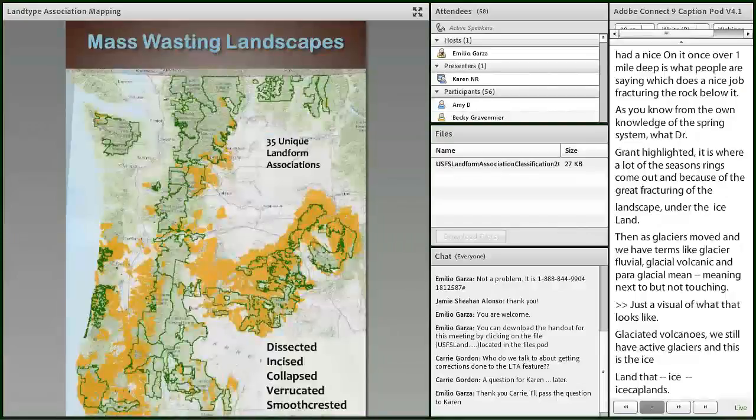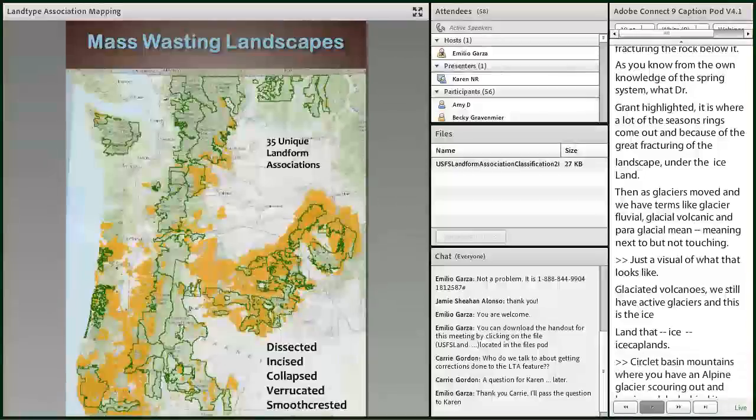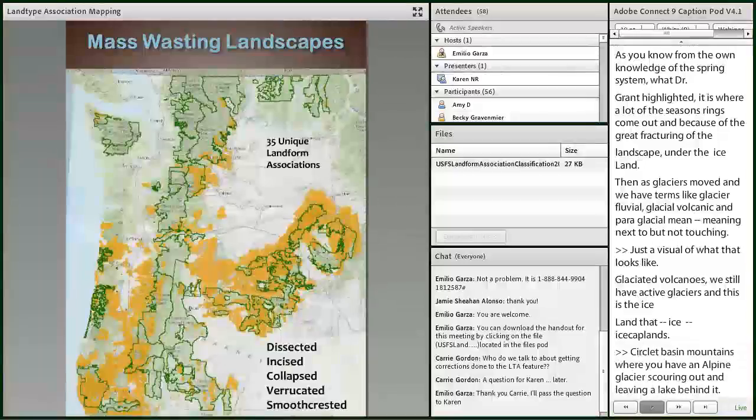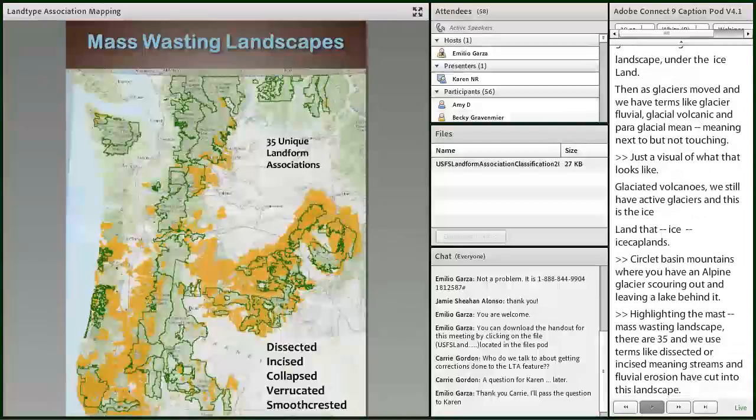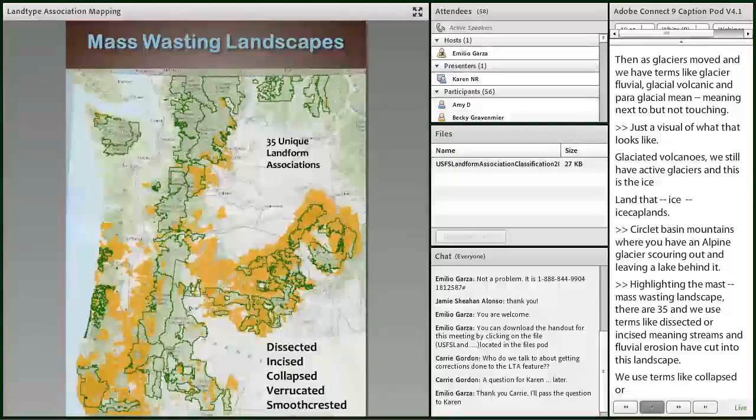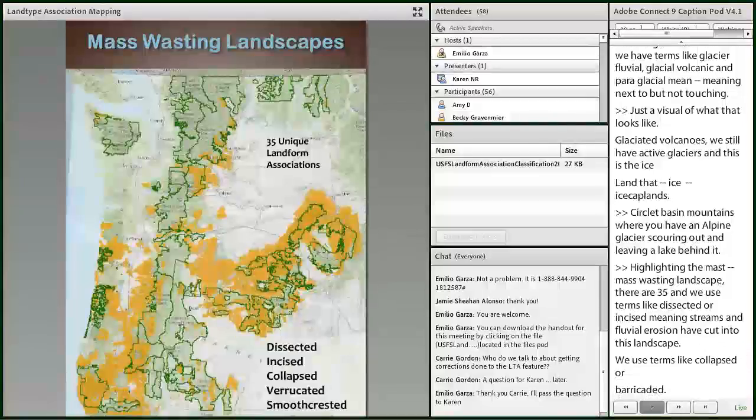And then just highlighting the mass wasting landforms, there's 35 of those. We use terms like dissected or incised, meaning that streams and fluvial erosion, surface erosion, have cut into this landscape. We use terms like collapsed or variegated if the land is hummocky and either dormant earth flow or could be active earth flow, or the whole mountainside has collapsed, such as in Mount St. Helens, the north flank of that collapsing in a lahar.